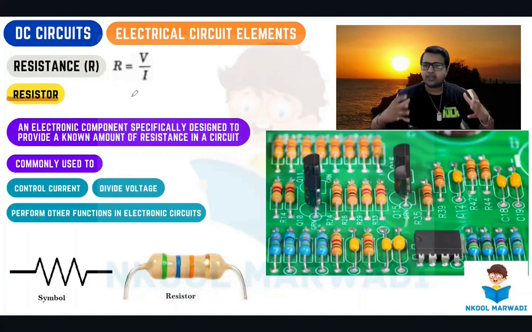When we are studying DC circuits, it means we will be learning to design and analyze DC circuits, direct current circuits. These circuits contain many different components, and they also contain resistors. So what are resistors? Resistors are basically electronic components. And why are we calling it an electronic component? Because they operate at very low voltage.